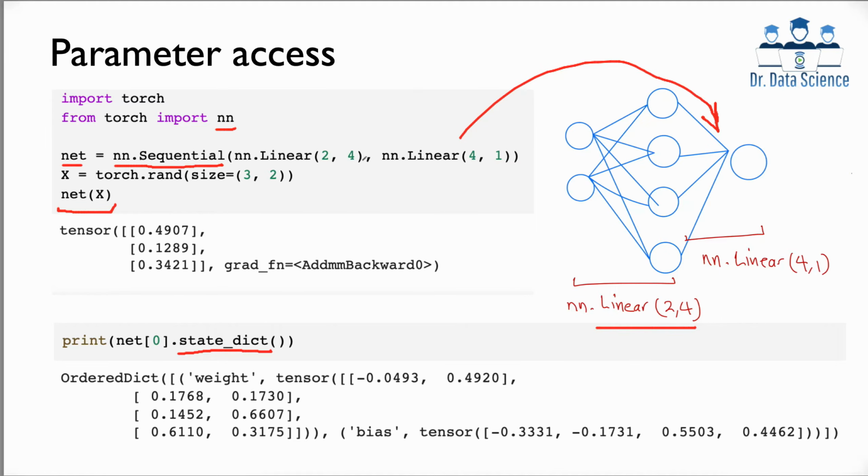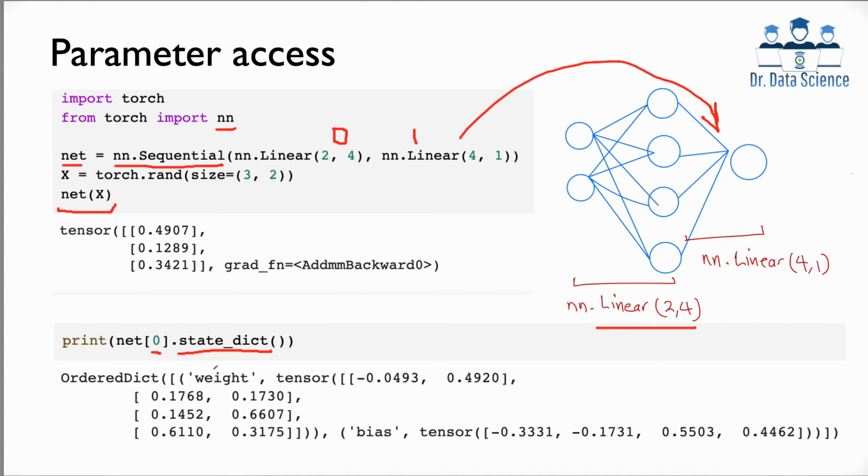we have 2 layers, right? We have a linear layer and then we have another linear layer. And we can think of this as a list. So this would be index 0 and the second one would be index 1. So when we say net and then we index at 0, it means that we are looking at the first layer. And now we use this method called state_dict, as I told you.